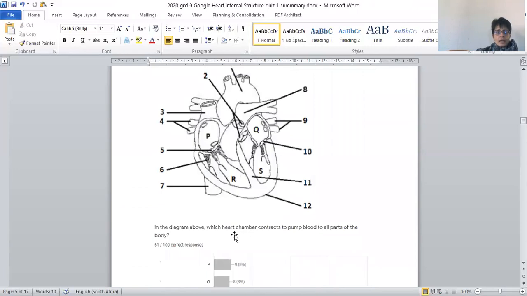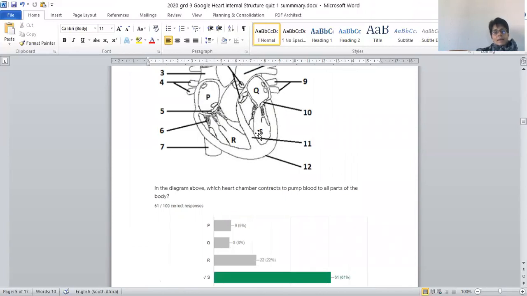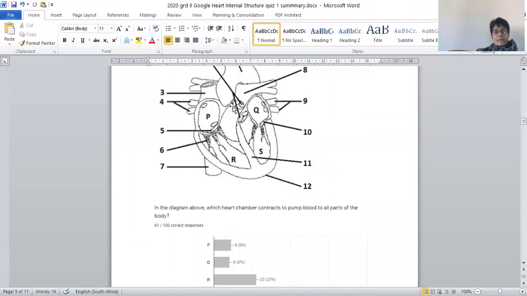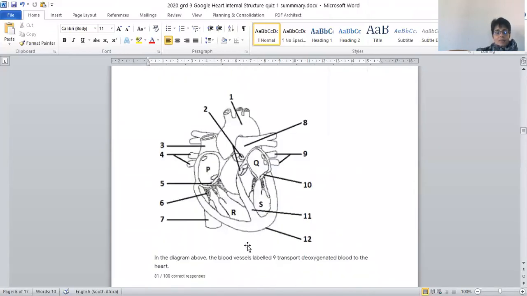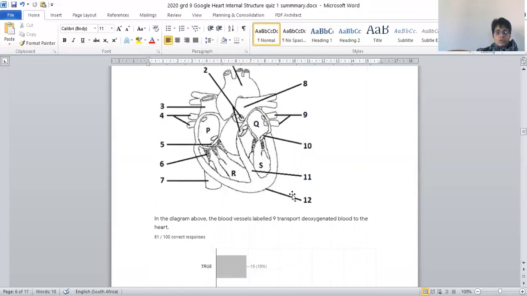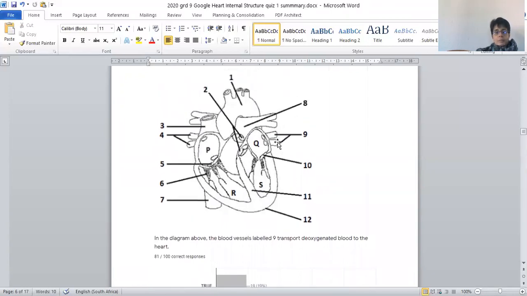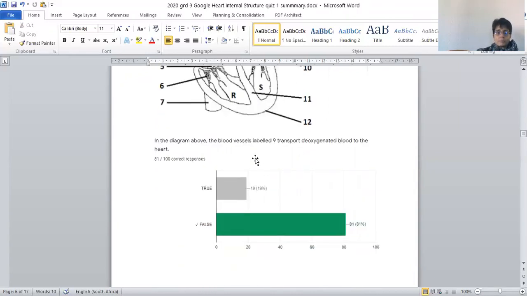All right, next question. In the diagram above, which heart chamber contracts to pump blood to all parts of the body? The left ventricle, because the blood is going to leave through the aorta. Come on, guys, you should be getting this. Then, in the diagram above, the blood vessels labeled 9 transport deoxygenated blood to the heart. True or false? It's false, because they're bringing oxygenated blood from the left lung to the left atrium.